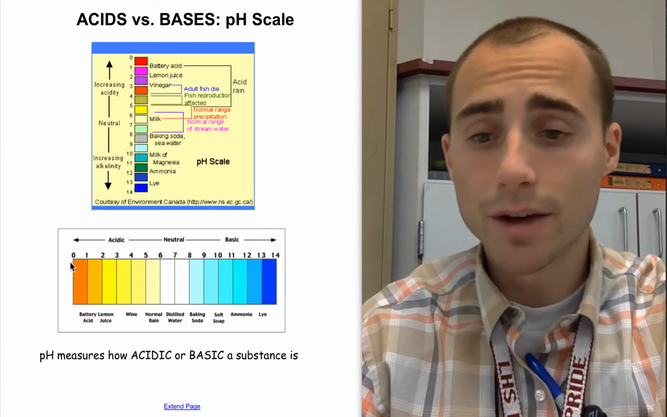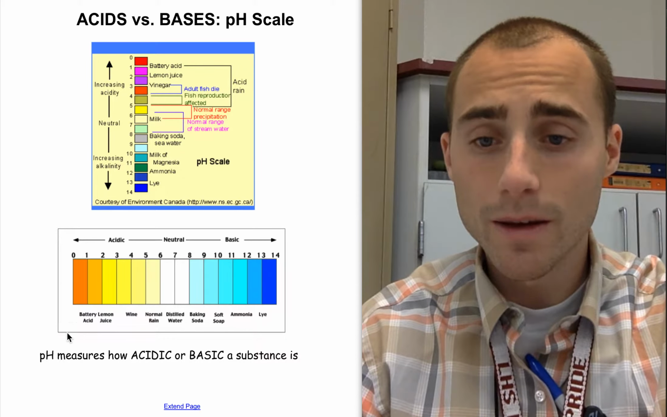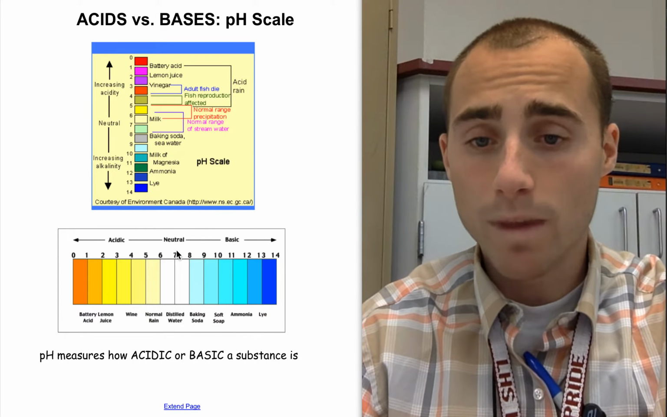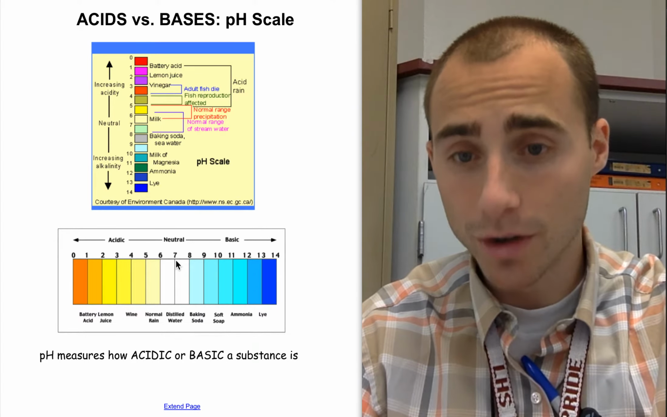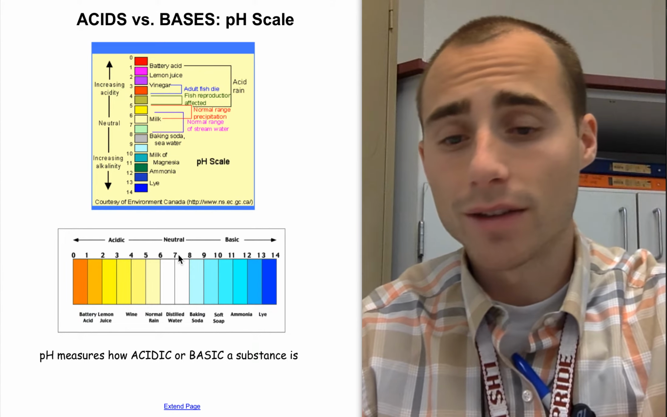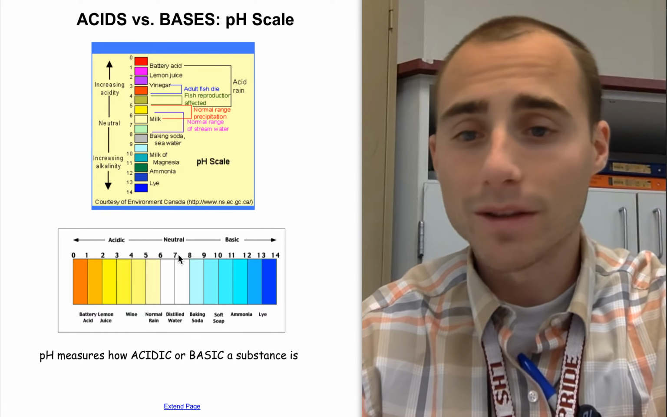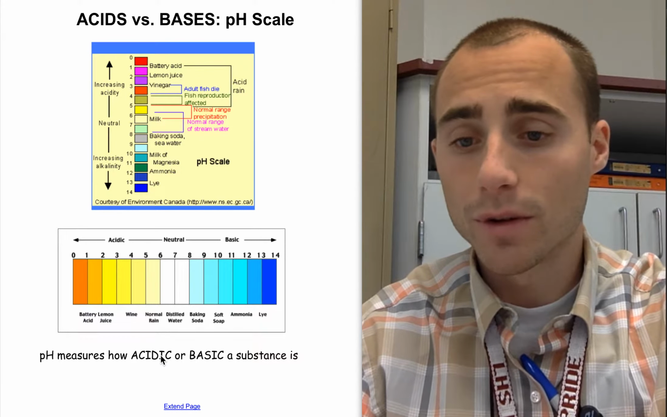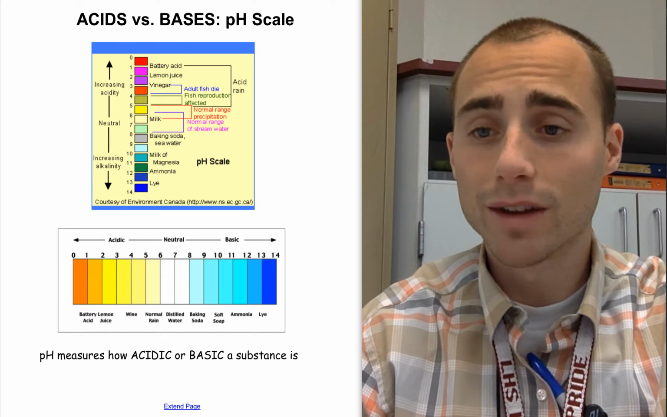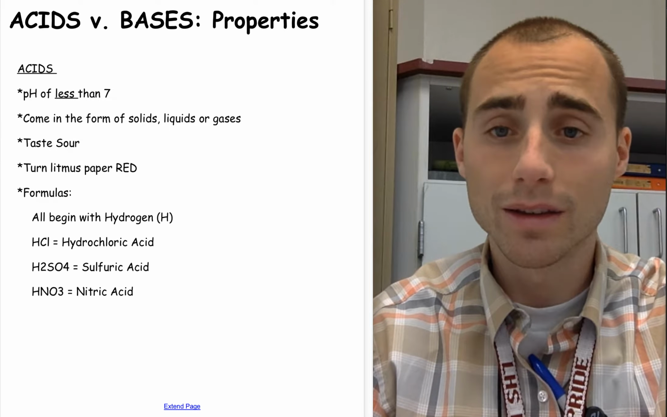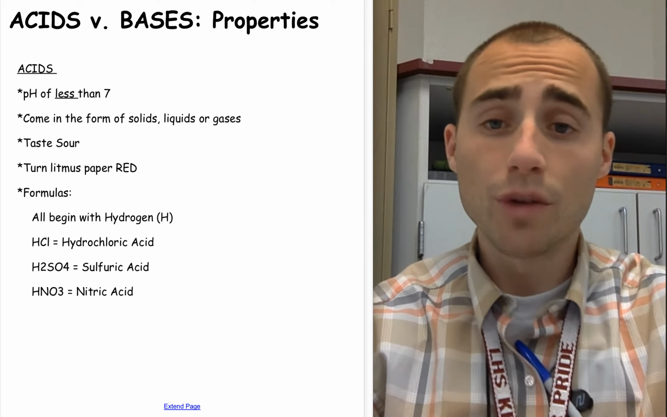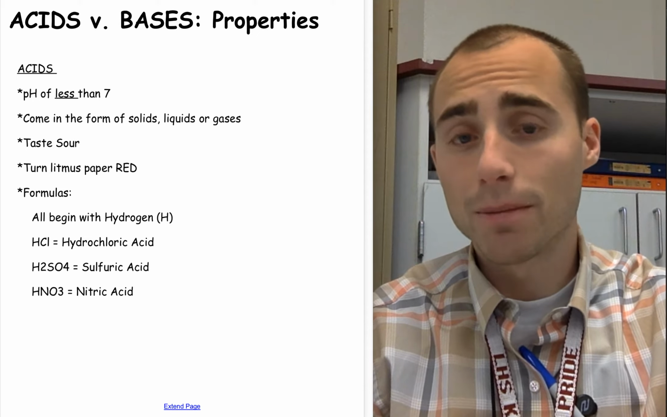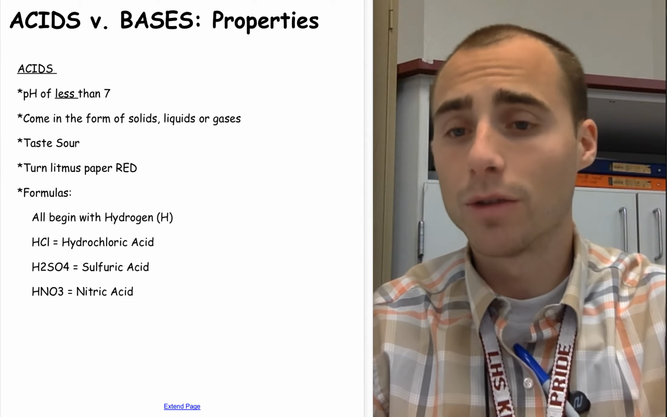So draw that scale. From 0 to 7 are acids, and from 7 to 14 are bases. Right in the middle, at 7, that is going to be neutral, and that's going to be water. So make sure you have one of those, and pH, again, determines how acidic or basic a substance is. Now the first thing we're going to do is look at some physical or general properties of acids and bases, so you can differentiate between the two.